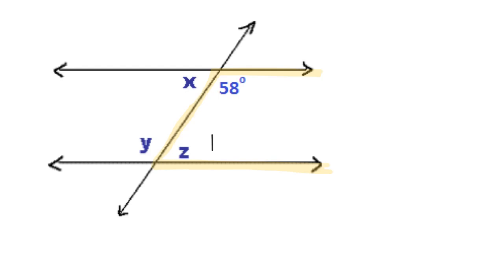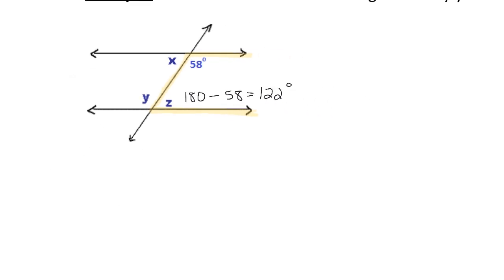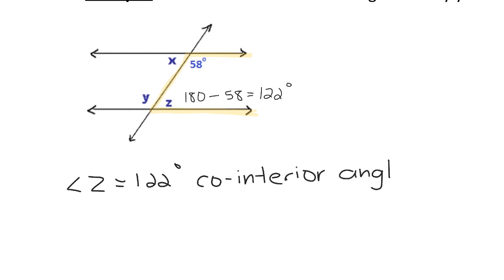So I'm going to do this math right in my diagram. 180 minus 58 is 122 degrees. So if I keep a list, I can say that angle Z is equal to 122 degrees. And the reason why I know this is because this is a co-interior angle with that marked 58-degree angle.